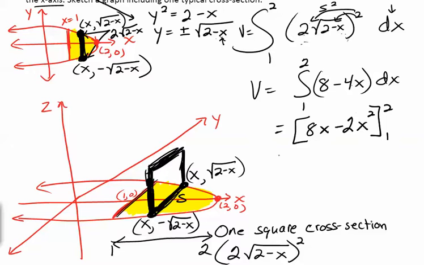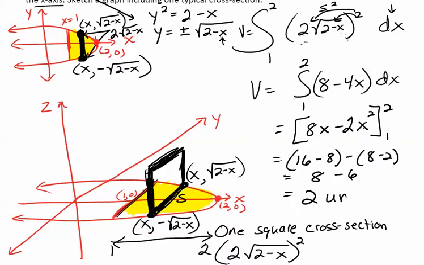So feel free if you prefer to go back and factor first to have a smaller value, but this is pretty simple arithmetic. So we'll put 2 in and we'll have 16 minus 2 times 4. And then we'll put 1 in and we'll have an 8 minus a 2. So it looks like we've got an 8 minus a 6. So our final volume is 2 cubic units. So we could certainly do that problem without a calculator.